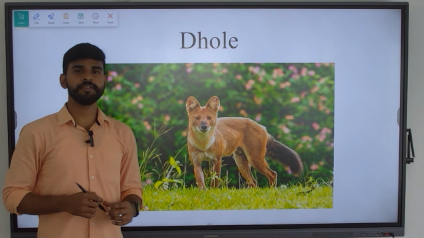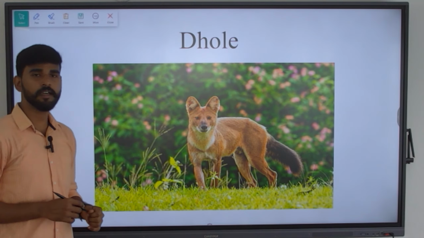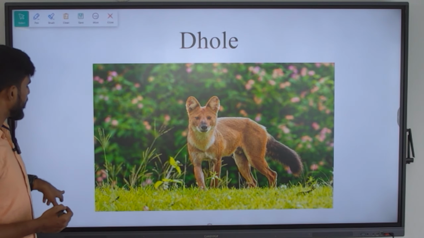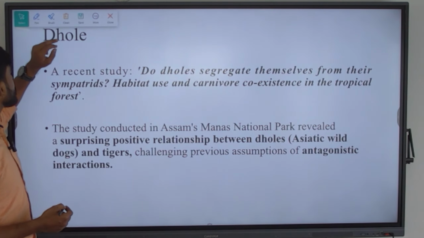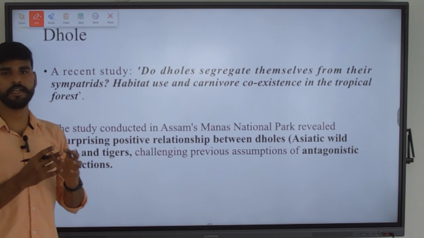The topic that we are going to discuss now is the dhole. What is this dhole? It is actually a dog species, the Asiatic wild dog. Why is it in news, and with what animal is it compared or competing?